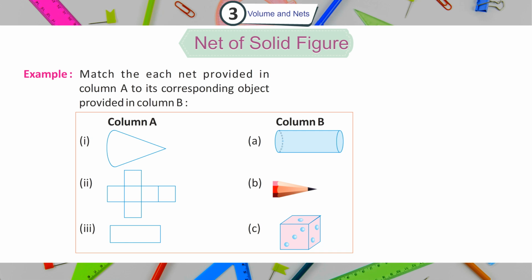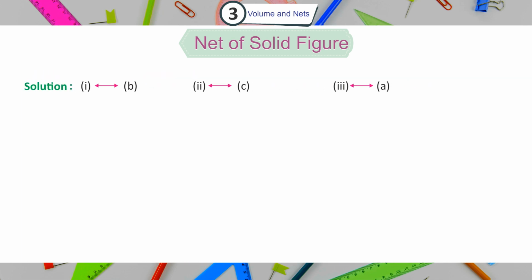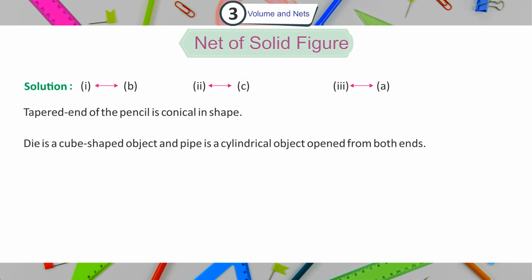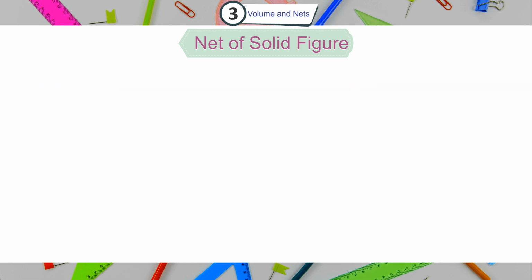Example: match each net provided in column A to its corresponding object provided in column B. Tapered end of the pencil is conical in shape. Die is a cube-shaped object and pipe is a cylindrical object opened from both ends.